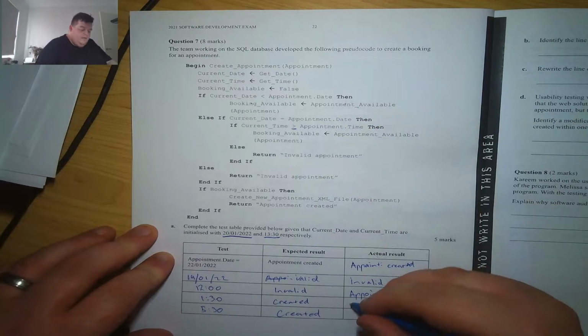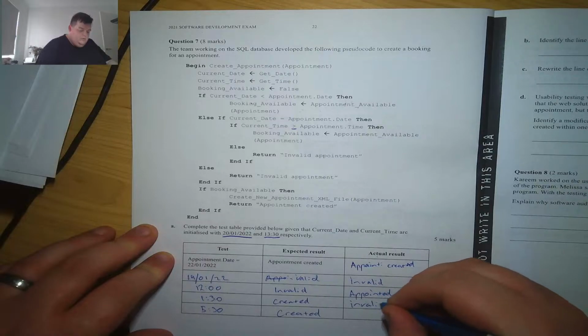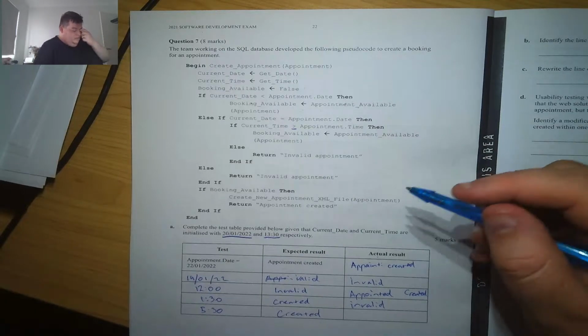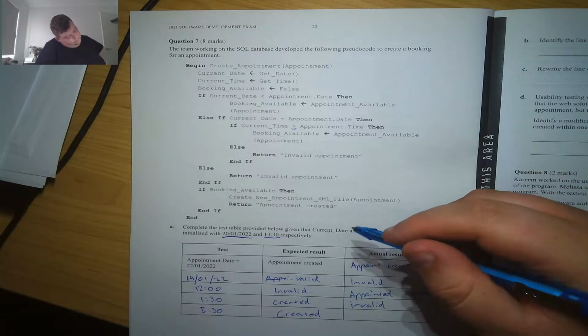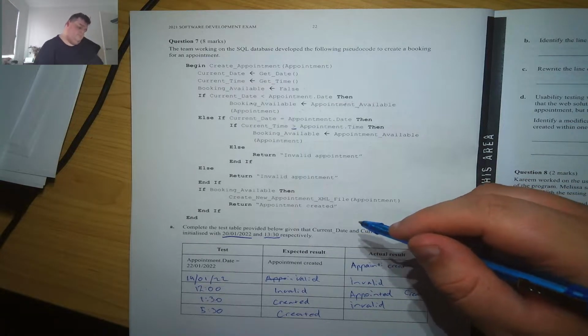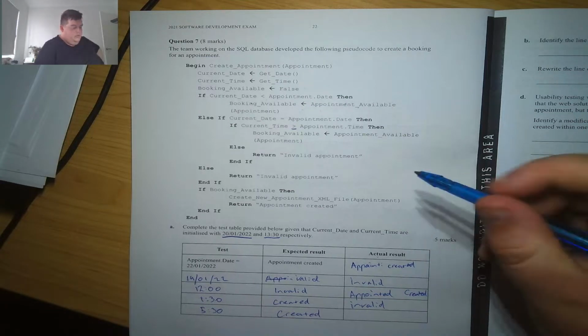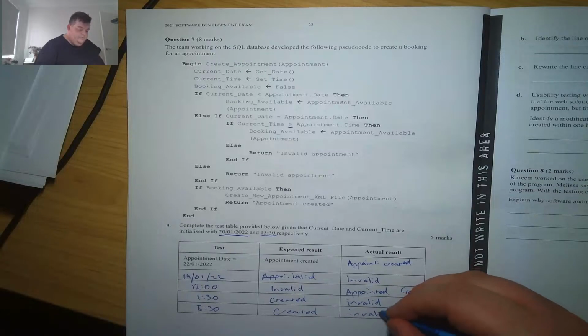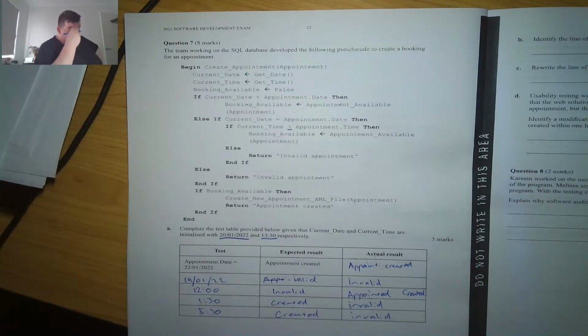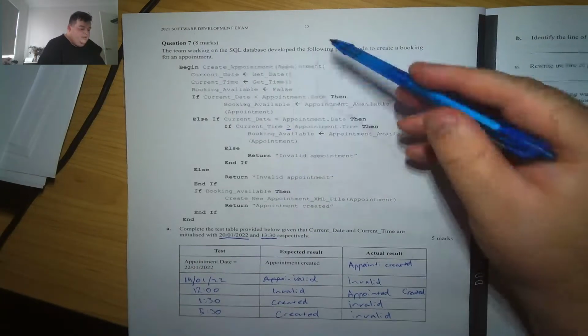This one will be invalid. And this one will be, this one will also be invalid. I'm not sure if I had to do that 130 test or not. That was just an idea. I'm just checking to make sure that I don't need to test anything else.